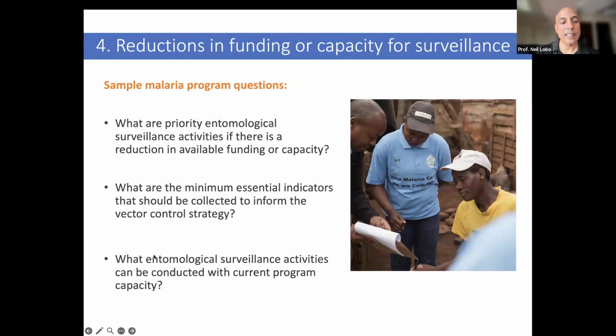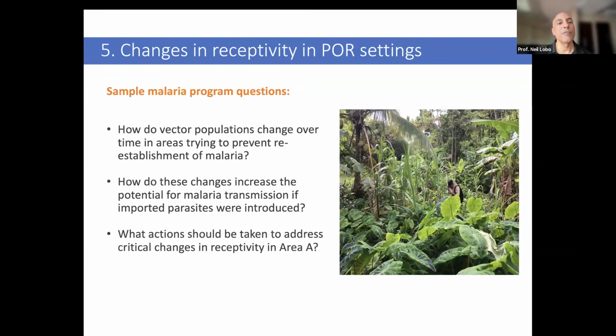What entomological surveillance activities can be conducted with the current program capacity based on my funding that has just recently gone down? How do we fine tune? How do we focus our entomological surveillance activities on what is most important? If receptivity changes, how do the vector populations change over time in areas trying to prevent the reestablishment of malaria, right? How do various changes increase the potential for malaria transmission?